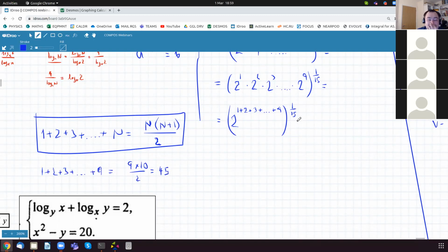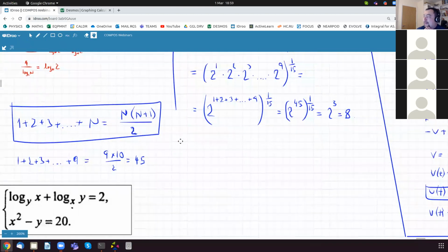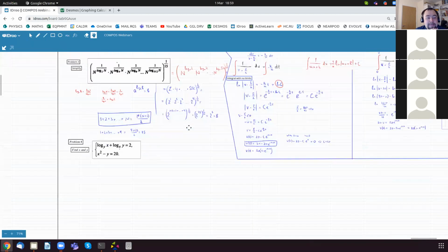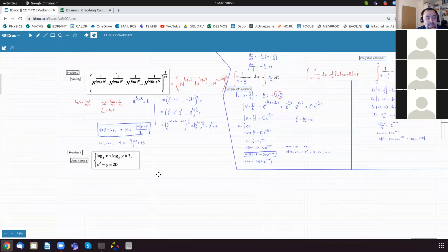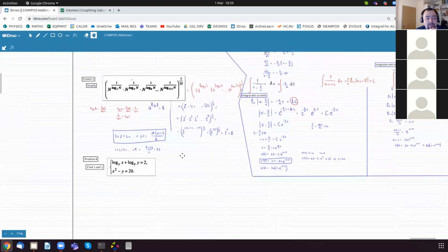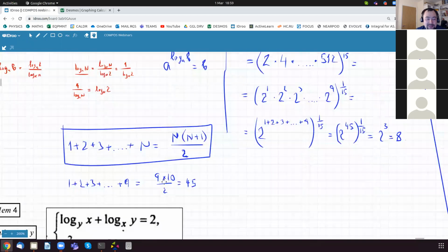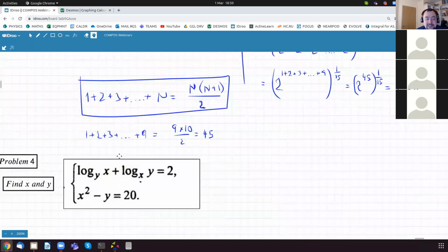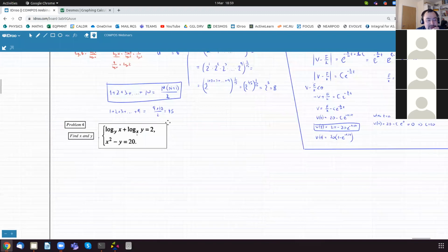Okay. So it's going to be 2 to the power 45 to the power 1/15, which is 2 to the power 3, which is 8. Full stop. Of course you understand why I'm doing that, because if I were to do 1 to 90, I would have to use that formula.